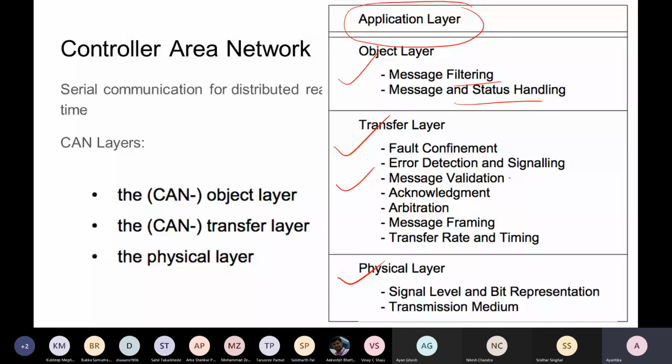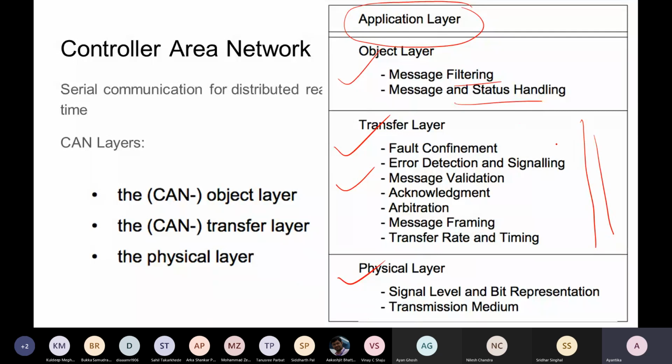Next, we are coming to the transfer layer, and here I'm not going into these functionalities because each of the functionalities we will take one by one, and we will see what is happening in this transfer layer. We will see those in detail. Okay. Next, we are coming to this physical layer.